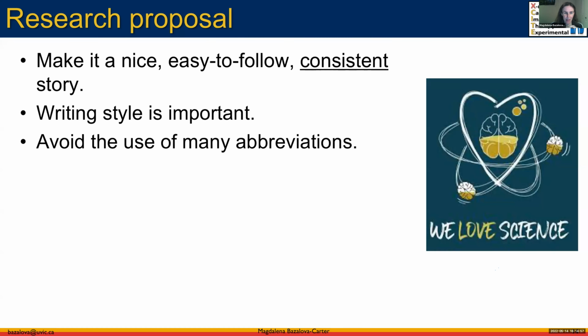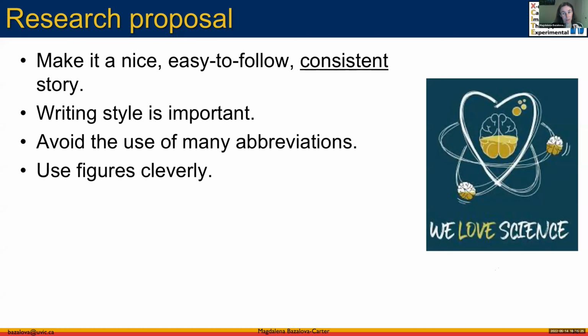I would say absolutely avoid the use of many abbreviations. If, in one sentence, you have 7 abbreviations for 7 different things that mean completely different things, that's not good. It's not easy to read. And if you have to spell it out, spell it out. If you can write in simple terms, you don't have to write all the proteins that you will be studying all the time. So too many abbreviations are very difficult to read.